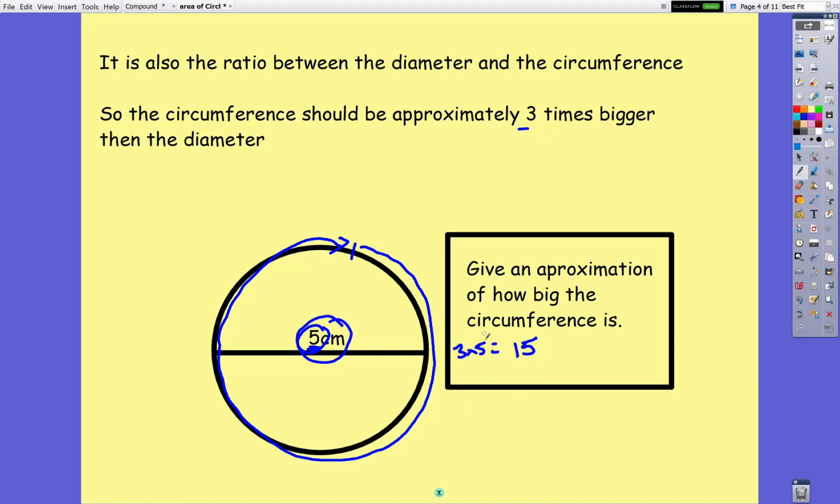Now, make sure you remember that circumference is a distance going all the way around your circle. So in this case, it's 15 centimetres. Not squared, we're not talking about area, we're just talking about a length. Okay, so let's have a look at our first example.